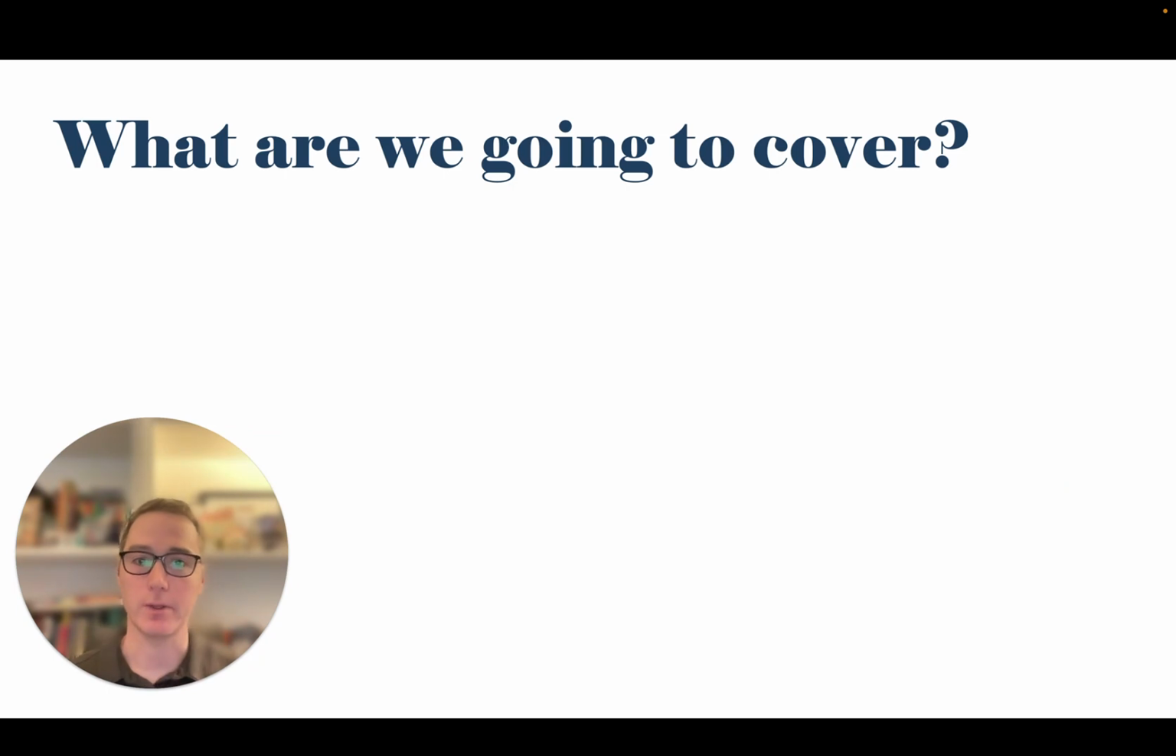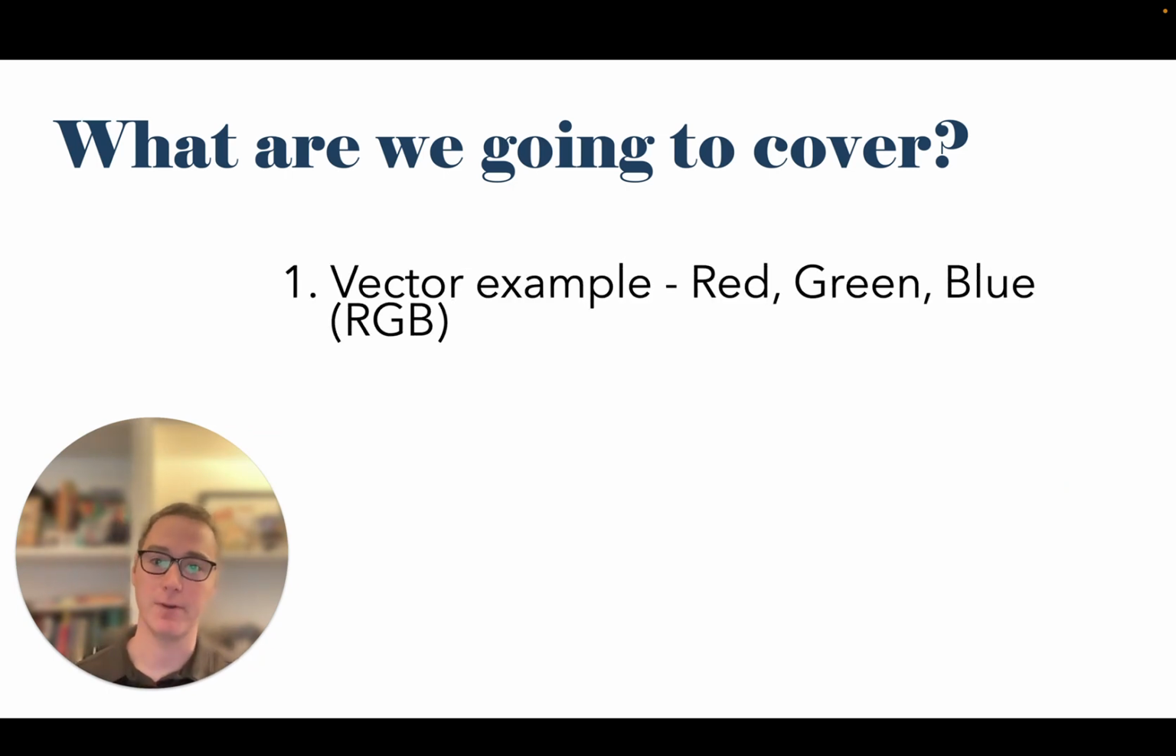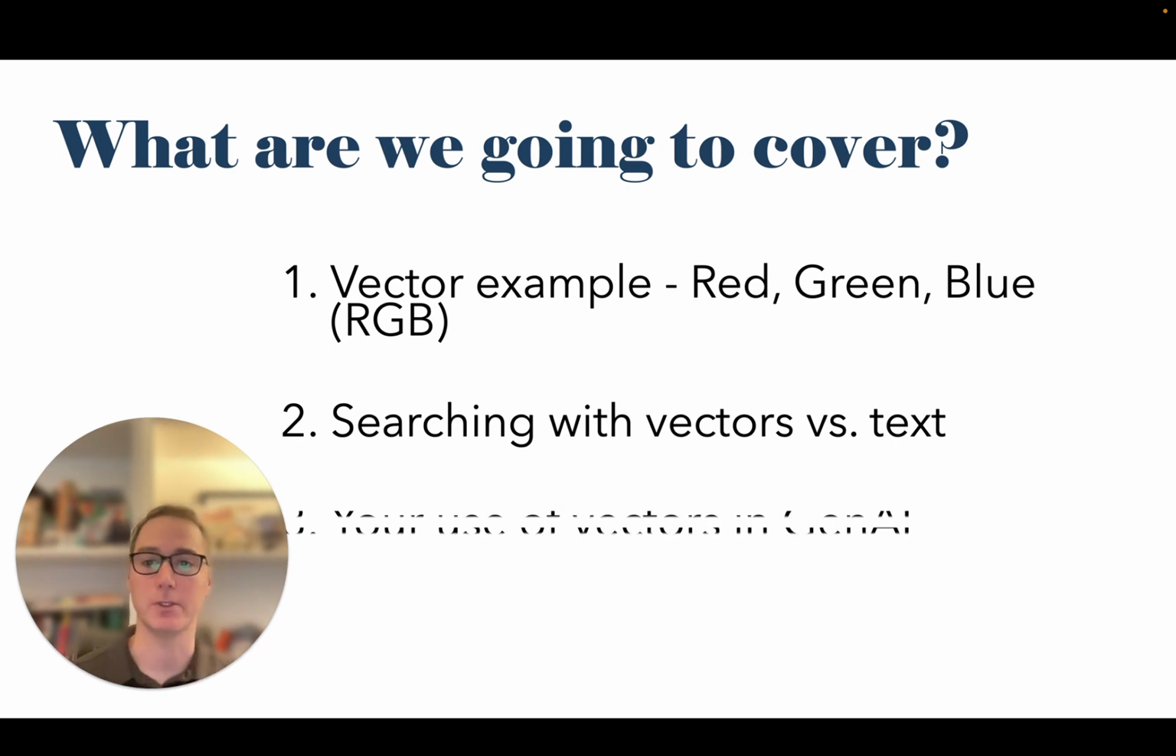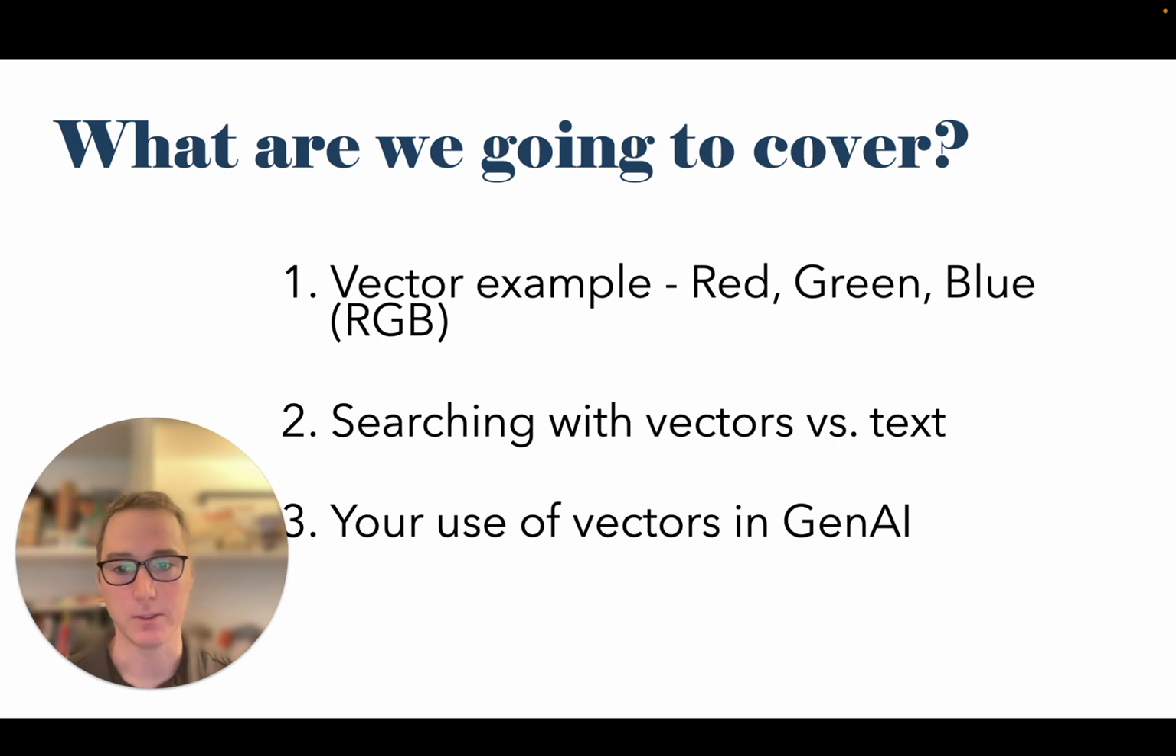So, real quick, what are the three things we're going to cover? First, we're just going to give a vector example. It's something that you intuitively understand: red, green, blue, RGB on electronic devices. Then we're going to talk a little bit about vector search versus text search as an example, and then the use of vectors in generative AI.